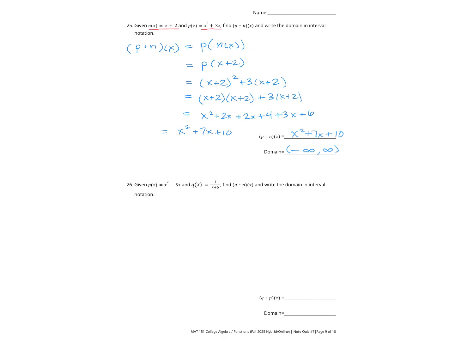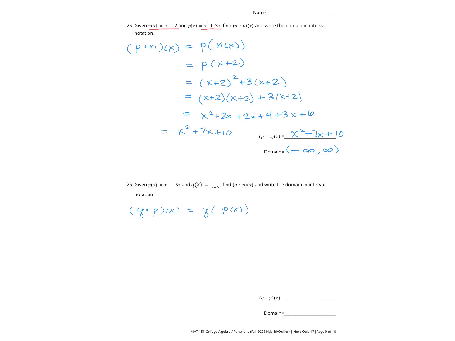All right, now let's move on to the next problem on this page. Once again, we are going to build a composition. This time they want q of p of x. So q of p of x, and let's actually not skip that step there. That is q open circle of p of x. So again, that is q of p of x.